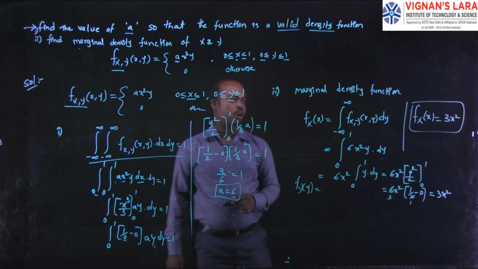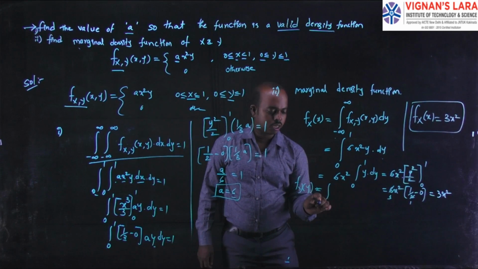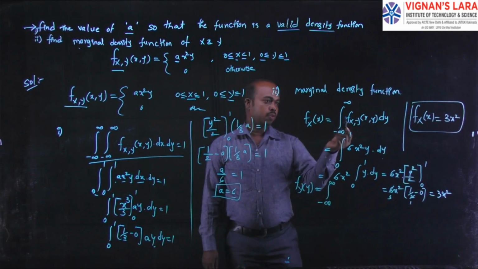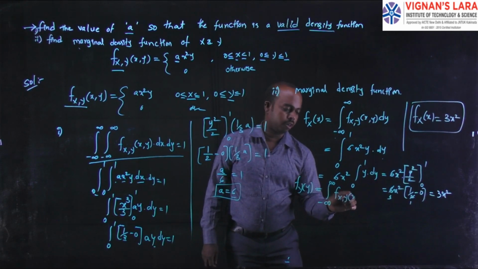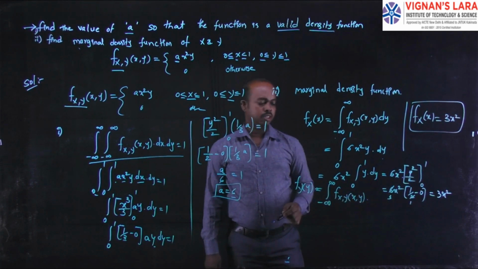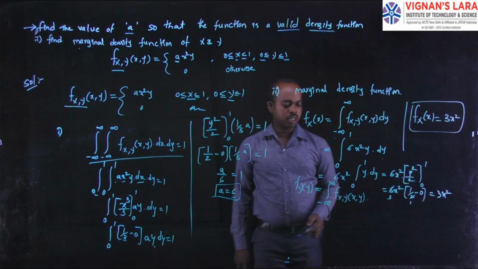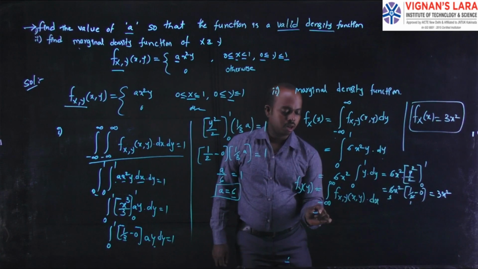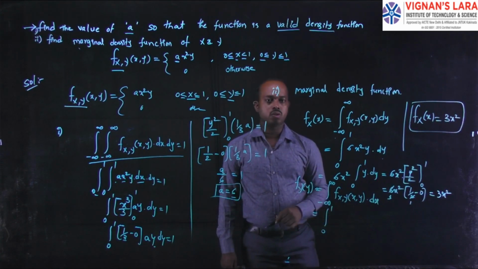Similarly, you can find the marginal density function of y, fy of y. We eliminate the x term, so we set the infinite limits minus infinity to plus infinity. The function is the joint function fx,y of x,y, and in this case you need to eliminate the x term. That's why you make the integration with respect to dx. Now you can substitute the limits 0 to 1.